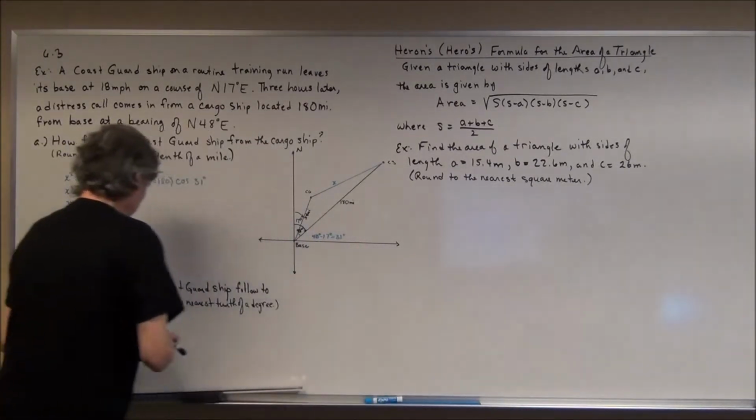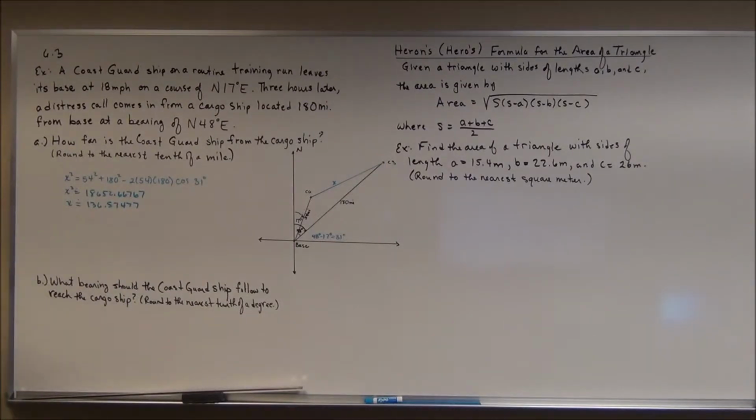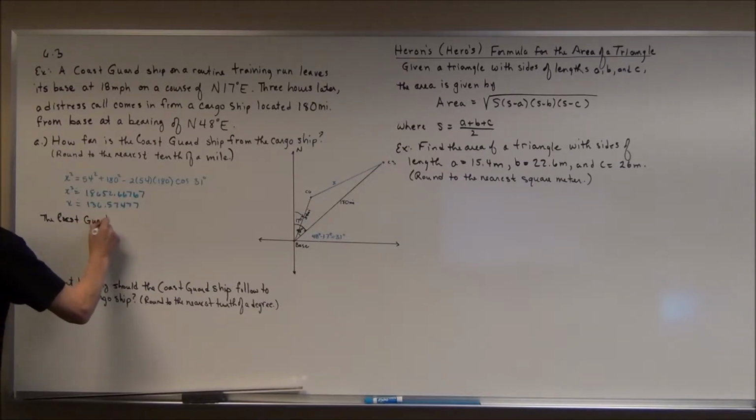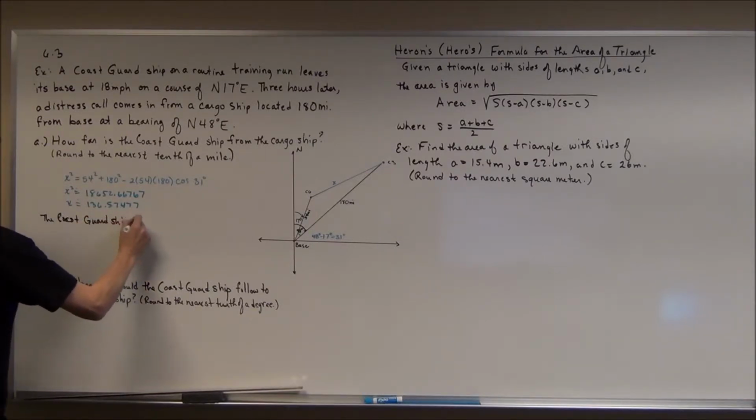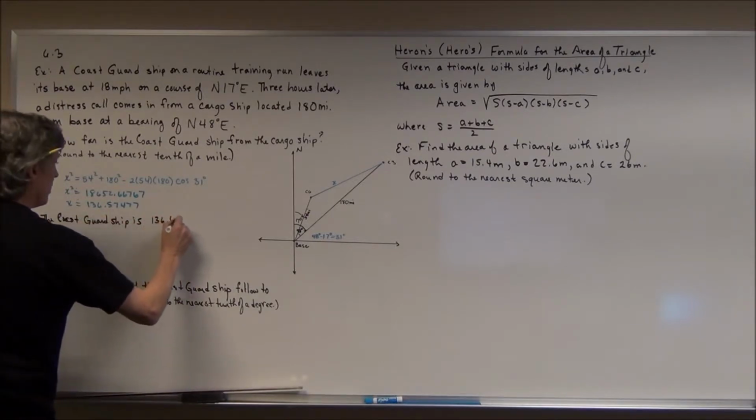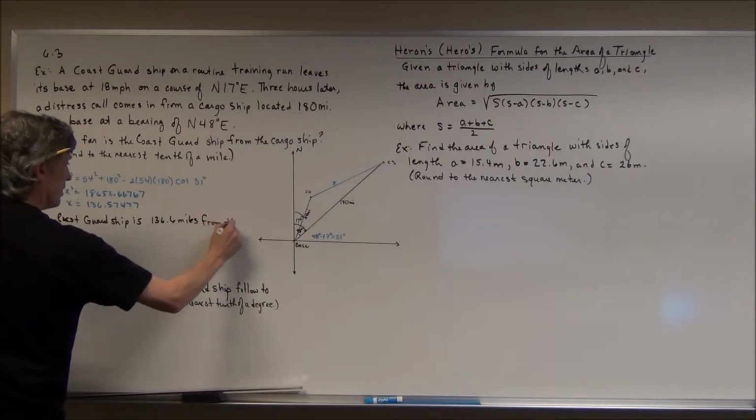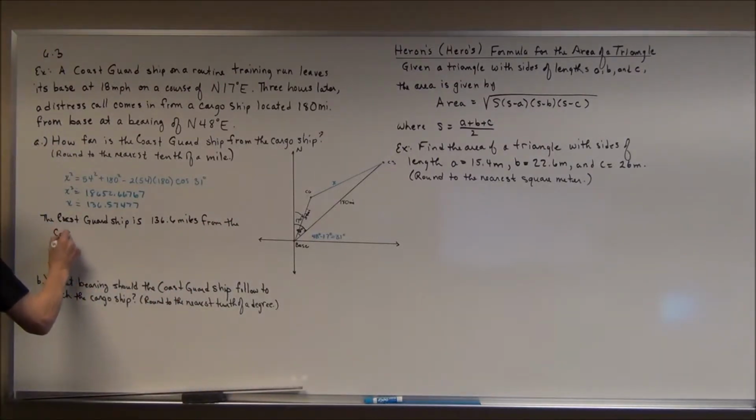So it's a story problem. It's an application. I'm going to write out my answer here. I have that the Coast Guard ship is 136.6 miles from the cargo ship. And there's my answer to the first part.